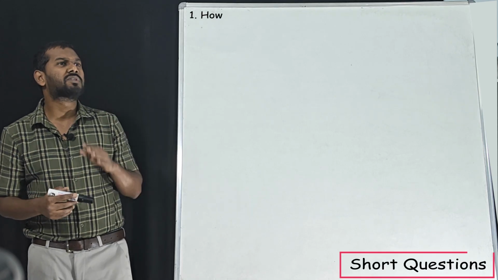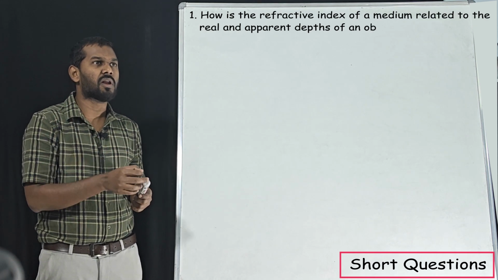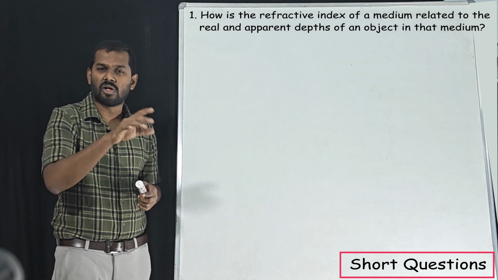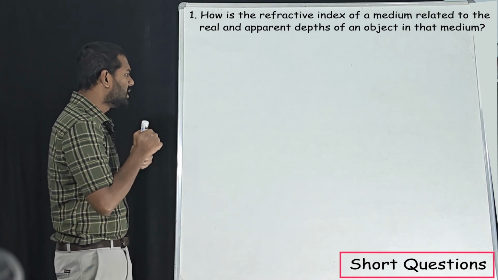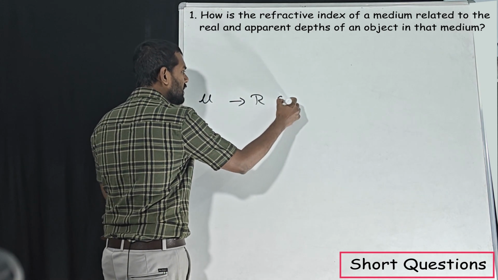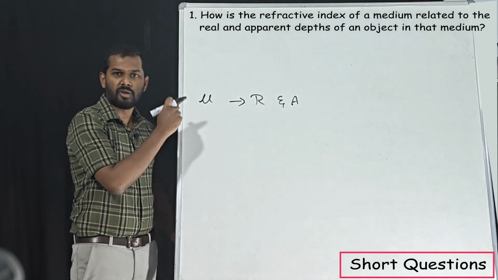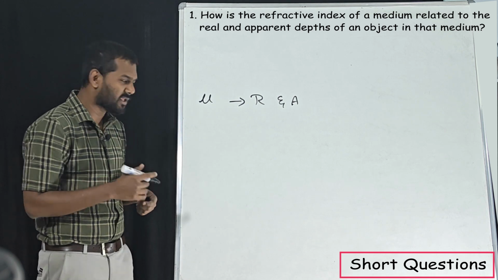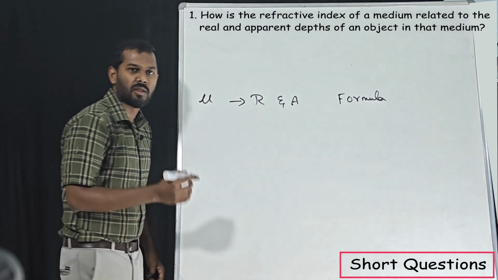Our first question, how is the refractive index of a medium related to real and apparent depth of the object in the medium? See, when it comes to how it is related, what is the relation, many students will get confused what to write in the exam. Very simple, listen. In this case, they are talking about refractive index, real depth and apparent depth. How many physical quantities are there? 1, 2, 3. If they are asking any question related to more than two physical quantities, then write the formula.